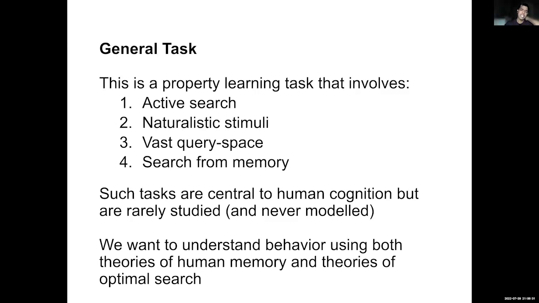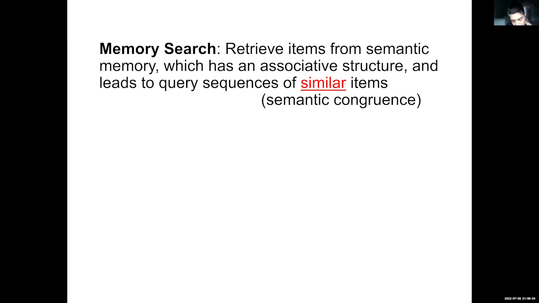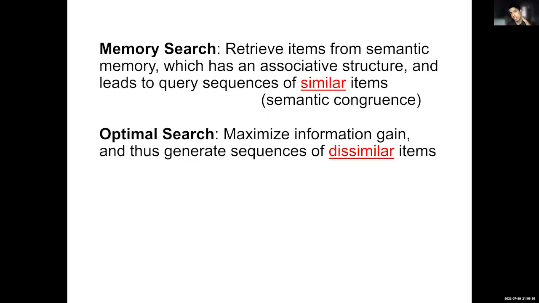What I think makes this task interesting is that there is a tension between these two levels of analysis. Memory search is fundamentally similarity driven. Okay, as people retrieve items, those items cue other associated or similar items. This is a phenomenon that we observe in several tasks: free recall from lists, free association, semantic memory search. People display semantic congruence. Optimal search, however, requires the opposite. In order to maximize information gain, you need to generate sequences of dissimilar items.